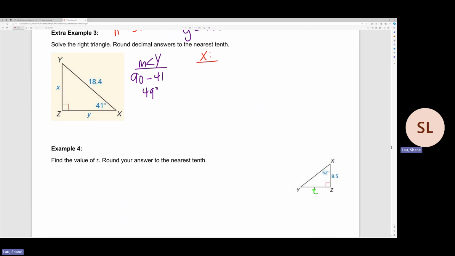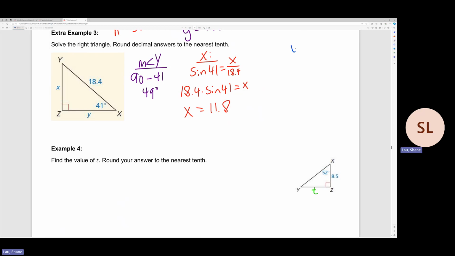Then we're going to solve for x next. If I'm using angle 41, x is my opposite, and I know my hypotenuse, which is 18.4. So I'm going to use sine of 41 equals x, my opposite, over 18.4, my hypotenuse. I'm just going to solve: 18.4 times sine 41 equals x. We'll find that x equals 11.8, which, funnily enough, is the exact same answer as one of the previous problems. Definitely a coincidence. I wouldn't read too far into it.